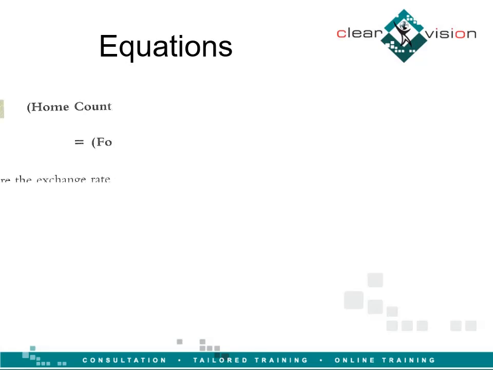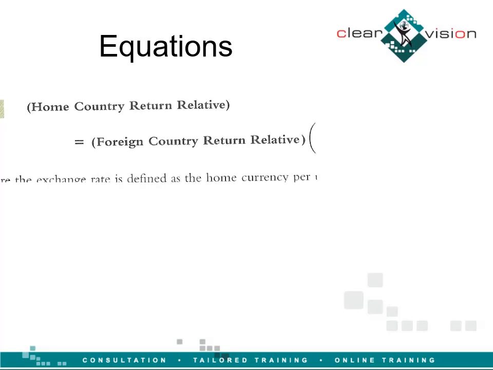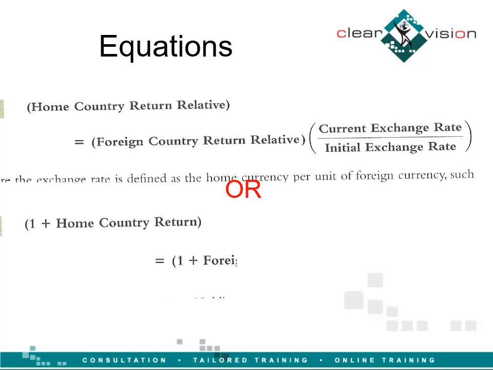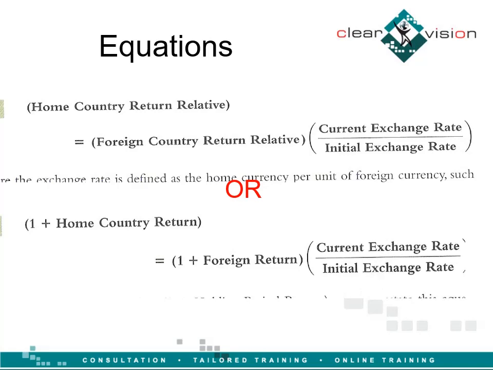First, home country return relative equals the foreign country return relative multiplied by the current exchange rate divided by the initial exchange rate. Or the second equation: 1 plus home country return equals 1 plus foreign return multiplied by the current exchange rate divided by the initial exchange rate.